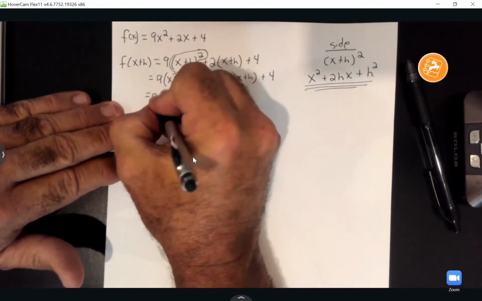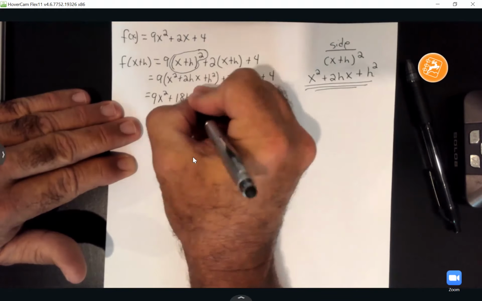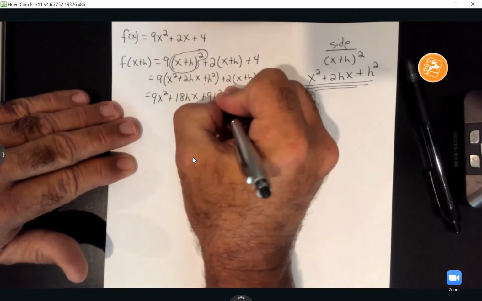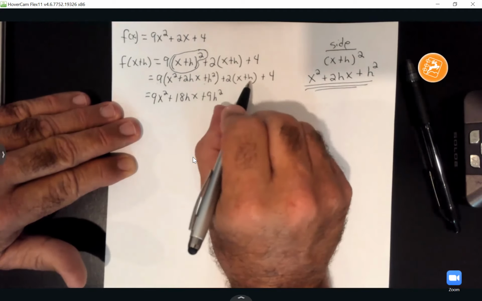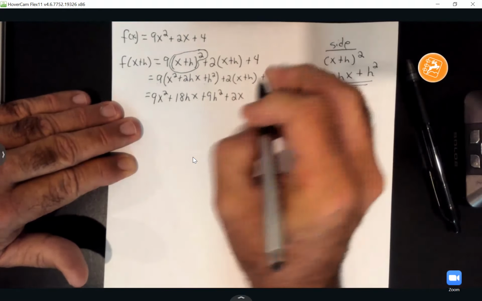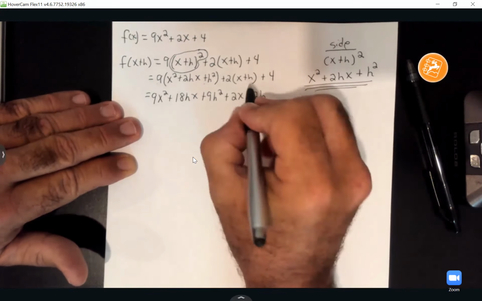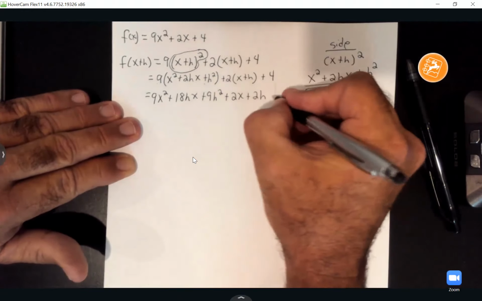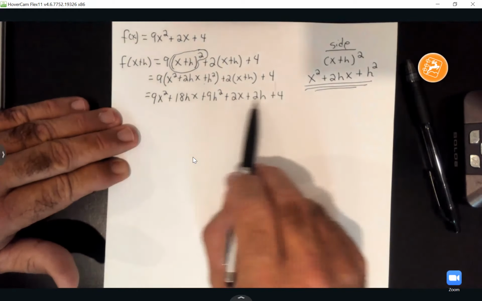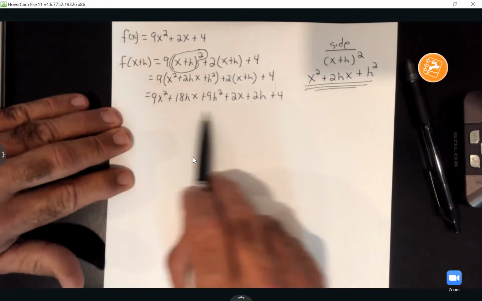So now you would distribute the 9 through these parentheses. You're going to get a 9x squared. 9 times 2 gives me an 18hx. 9 times 1 gives me a 9h squared. Here we distribute the 2. So 2 times x is a positive 2x. 2 times h is a positive 2h. And y'all at the very end, bring down your 4. Sadly, no like terms. So no one should have any like terms in this.